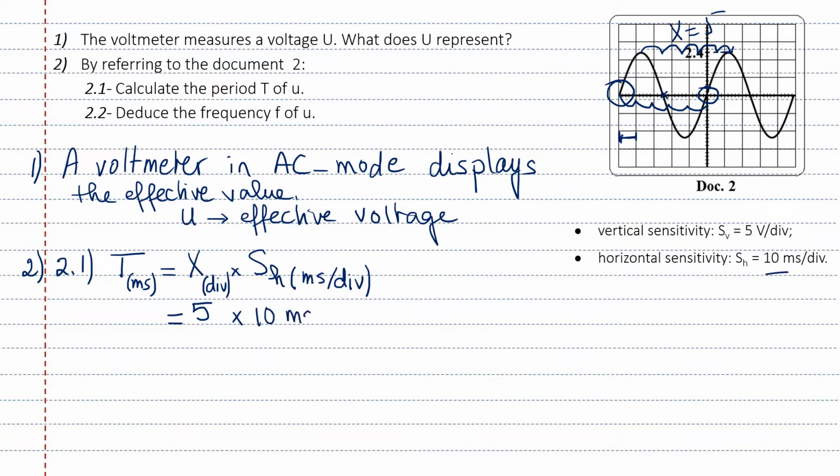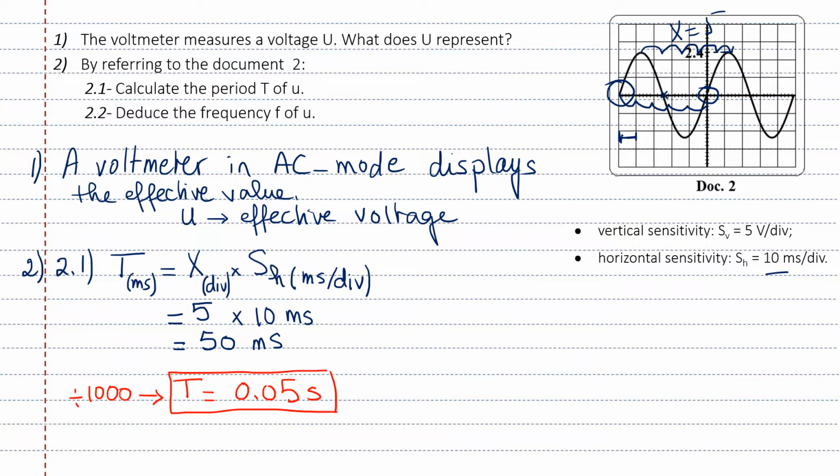I always add the unit millisecond to indicate that it's milliseconds and not seconds, equals 50 milliseconds. I change color because some of you might continue to divide by 1,000 and get an answer of T equals 0.05 second. This is accepted for sure, but this answer is also correct. Why? Simply the question doesn't specify what unit we should use.